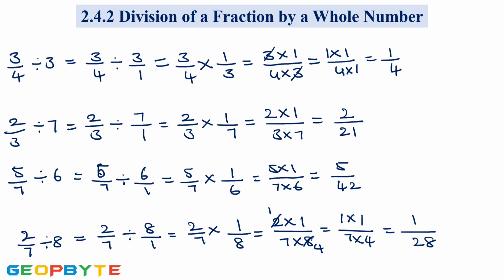Now, all these examples are based on the division of a fraction by a whole number. First we have a fractional part, here 3 by 4 divided by 3. 3 by 4 is a fraction and 3 is a whole number. Like this we perform the division operation on a fraction and a whole number. Now, next.